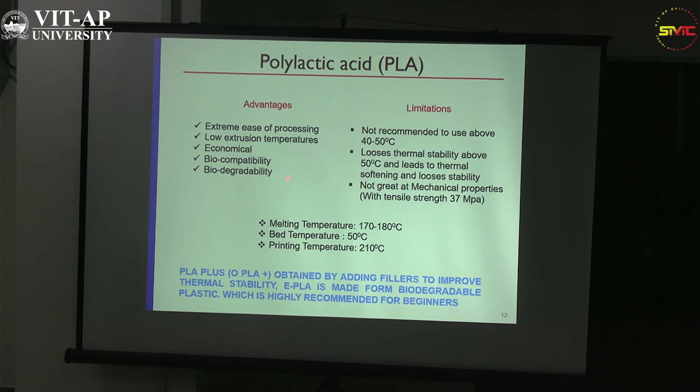Here we see low extrusion temperatures, which means it can be printed at lower temperatures. The melting temperature of PLA is 170 to 180 degrees. We need to maintain the bed temperature at 50 degrees. The printing temperature is around 210 degrees. Printing temperature means nozzle temperature, and the nozzle temperature needs to be always higher than the melting temperature.